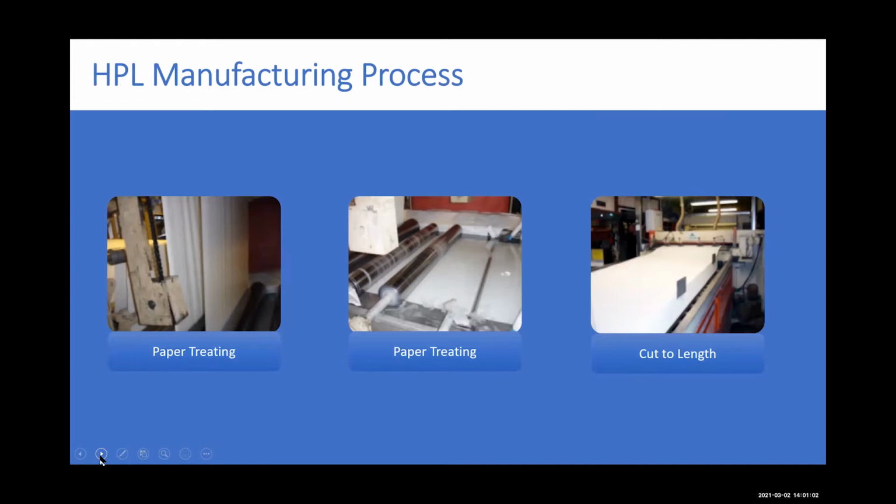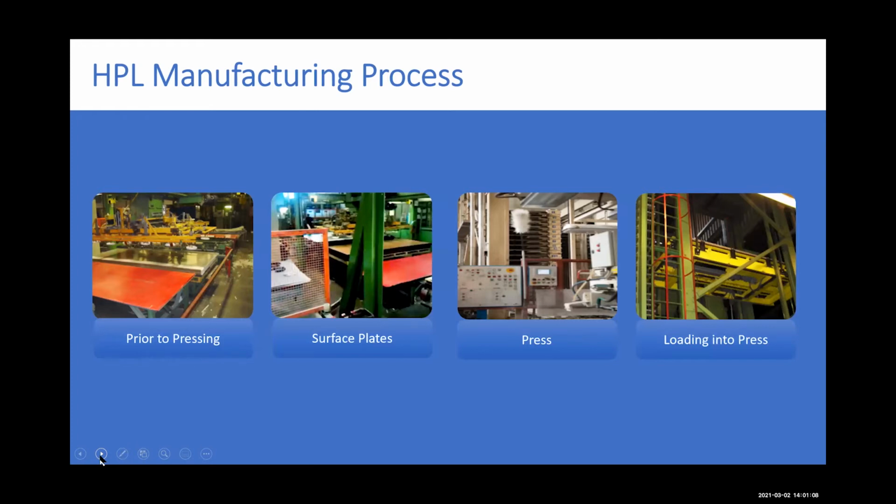After the paper is treated and cured, it is then cut to length. The material is then stacked together. A surface plate which imprints texture is applied to the stack of paper. The stack of paper and plate are then loaded into a press, which compresses the material at over 1000 psi and bakes it at 325 degrees for 90 minutes. When the process is complete, you have a sheet of HPL.